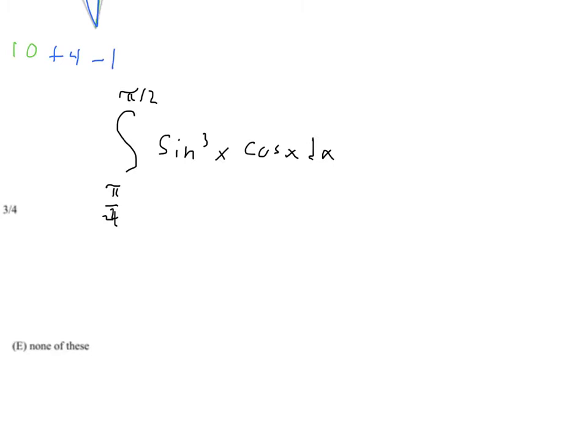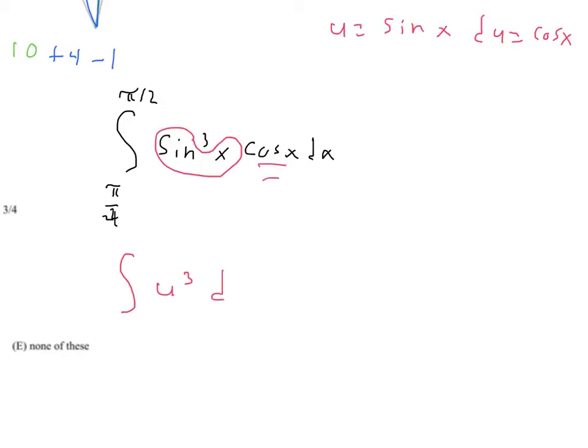So the first thing we want to do is decide what we're going to call u. I'm going to take what's being cubed and call that u. So now let's rewrite this definite integral as u to the third. And then the derivative of u was already there, so all we have to add in is du. We also want to change our limits of integration.